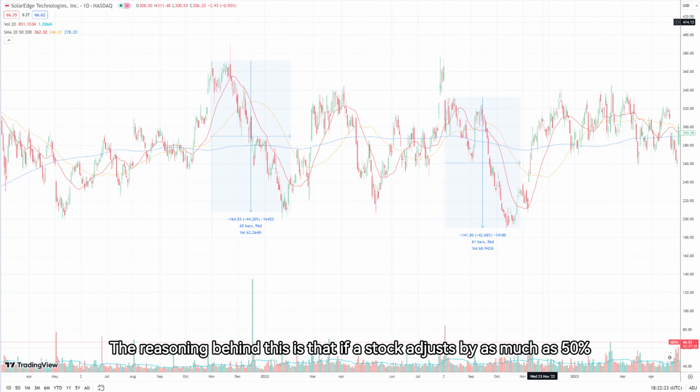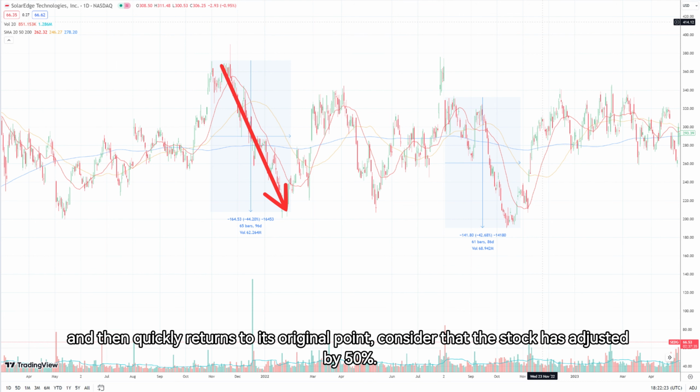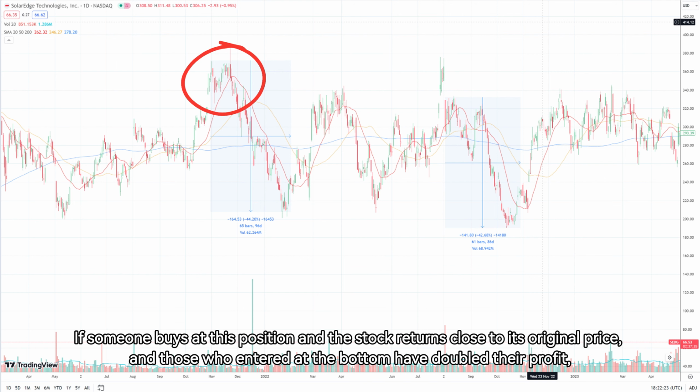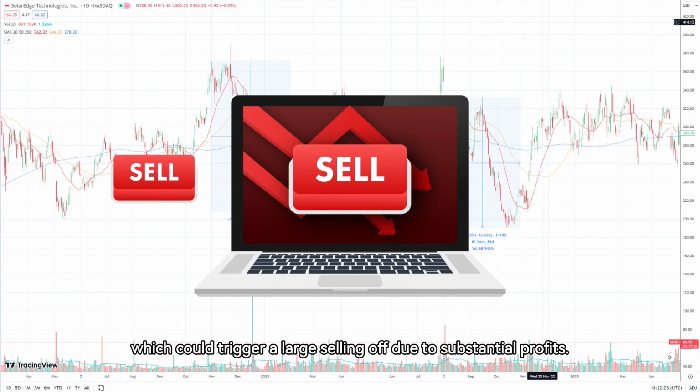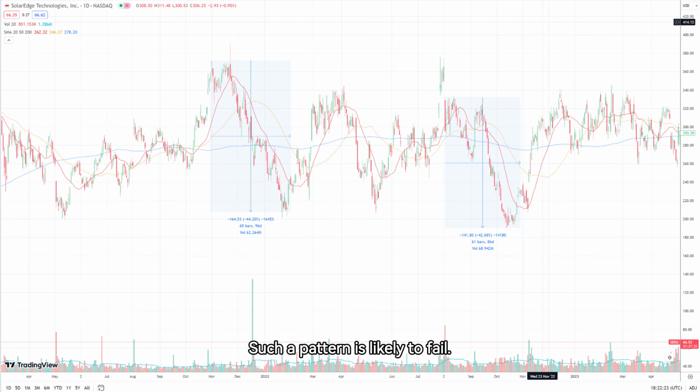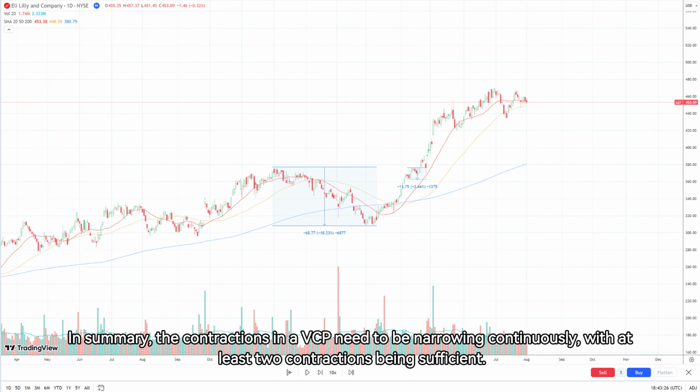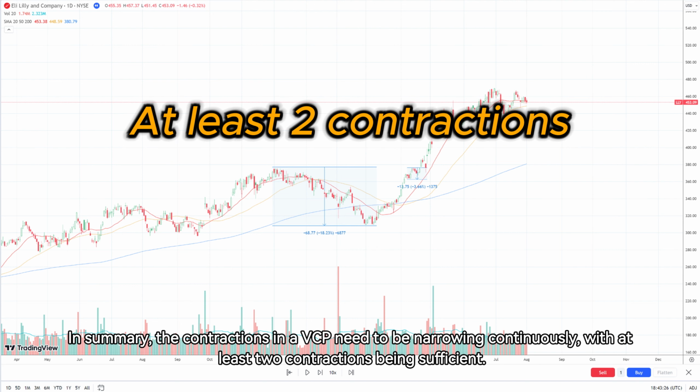The reasoning behind this is that if a stock adjusts by as much as 50% and then quickly returns to its original point, consider that the stock has adjusted by 50%. If someone buys at this position and the stock returns close to its original price, and those who entered at the bottom have doubled their profit, which could trigger a large selling off due to substantial profits, such a pattern is likely to fail. In summary, the contractions in a VCP need to be narrowing continuously, with at least 2 contractions being sufficient.